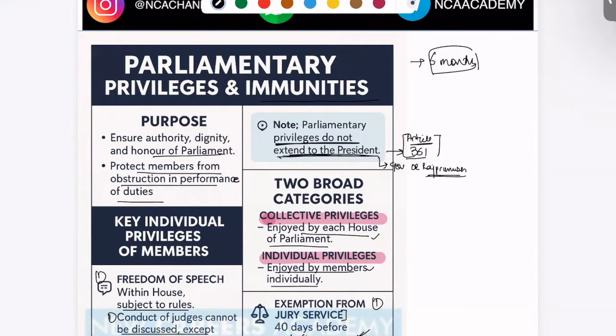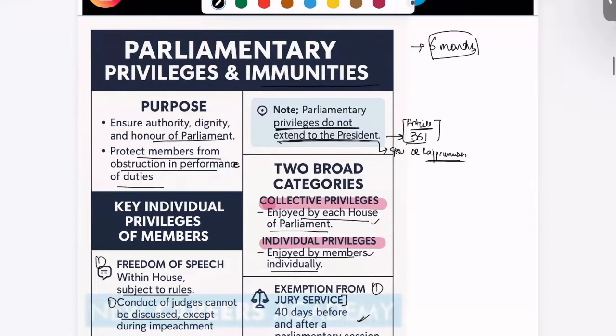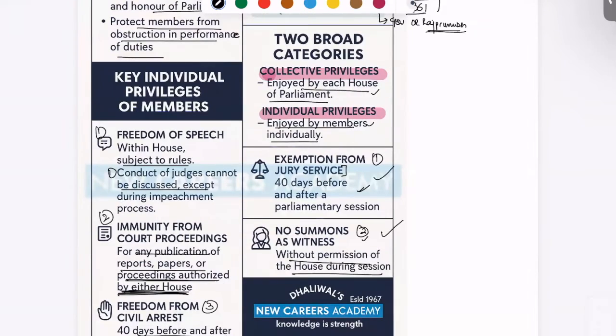So we have the following terms of it. Next, we come to parliamentary privileges and immunities. It ensures authority, dignity of members. What are the individual privileges? First of all, for 40 days I cannot become a juror during the session of the parliament. Secondly, I am exempted from jury service, and no summons as a witness during the parliament session. These are the two privileges.